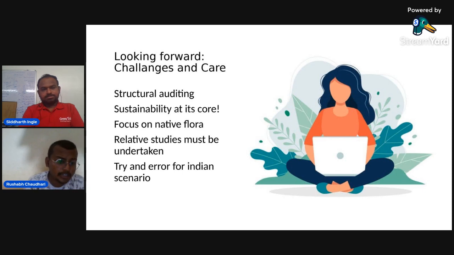We have to focus on native flora, because as we have said, biodiversity is also of importance, and we cannot neglect it. Relative studies must be undertaken on the benefits of green roofs, the temperature reduction, how they are benefiting us, the air currents. Studies for the Indian scenario must be undertaken, so that we can improve our own green roofs and create our own innovations in this area. So these are a few things. So looking forward, I feel green.